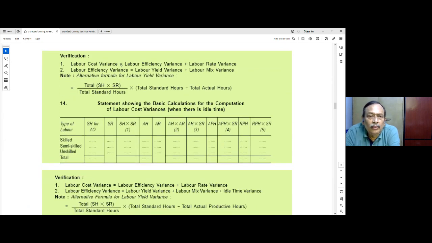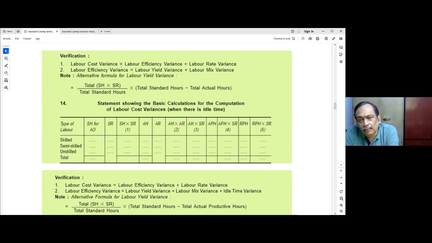Now we have to do the verification. Labor cost variance is equal to labor efficiency plus labor rate variance, and labor efficiency variance is equal to labor yield variance plus labor mix variance. Alternative formula for labor yield variance: total SH into SR divided by total standard hours, into total standard hours minus total actual hours. So alternative formula for labor yield variance is not required.